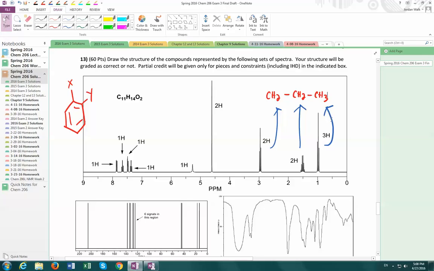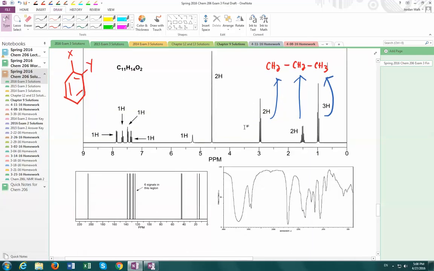Our CH2, or at least this one right here, is downfield around 3. What would put it around 3? Yeah, but not directly connected to an oxygen, right? If it's directly connected to an oxygen, we typically see it around 4, or maybe slightly further downfield than 4. So you're right, it should be next to something electronegative, but probably not directly next to it.